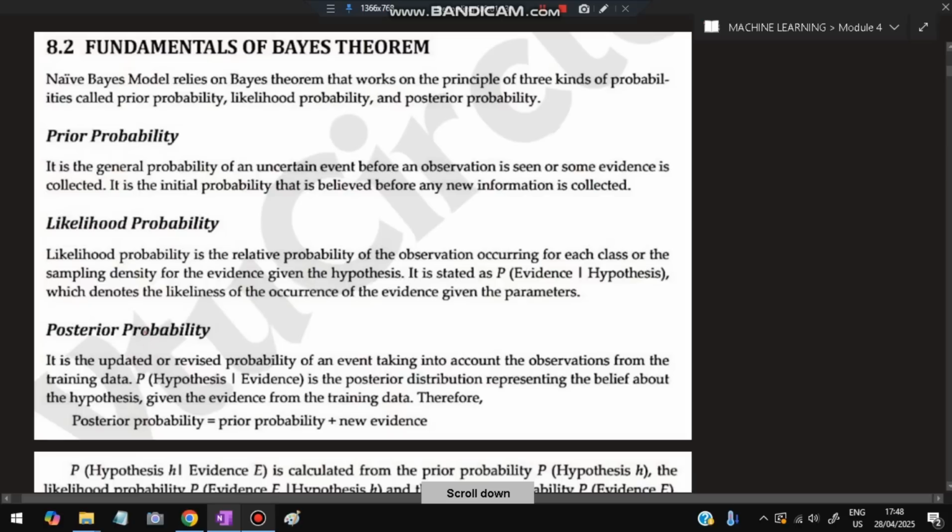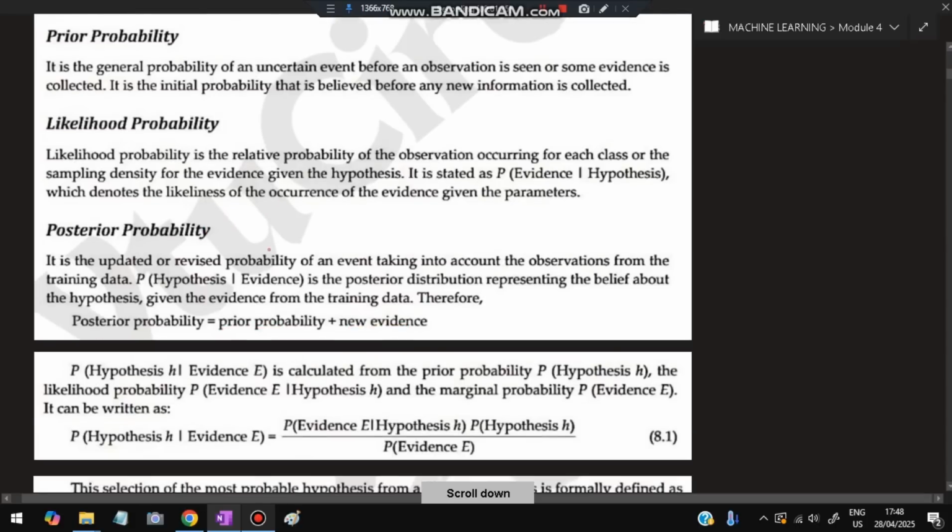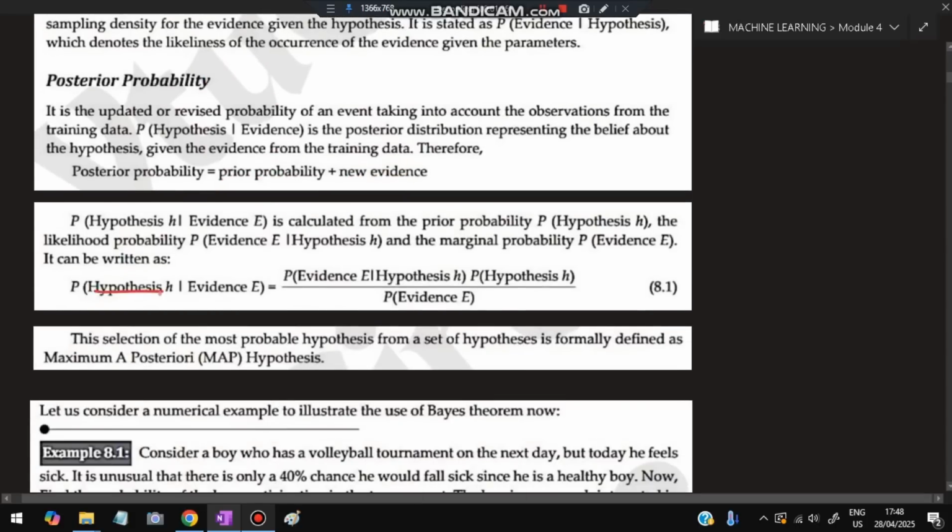And what is posterior probability? This is after calculating or applying the formula. Posterior probability is nothing but prior probability plus new evidence. So when we add these two, we get the posterior probability. Now there is a formula for that. Hypothesis is whatever we assume to be the case, and evidence is what is observed. To calculate the posterior probability, we use this formula: probability of evidence given the hypothesis is true, times probability of the hypothesis being true, divided by probability of the evidence being true. This is called the maximum a posteriori hypothesis.